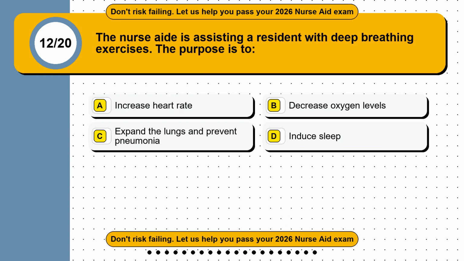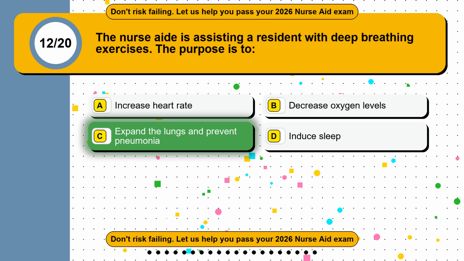Question 12. The nurse aide is assisting a resident with deep breathing exercises. The purpose is to: Option A. Increase heart rate. Option B. Decrease oxygen levels. Option C. Expand the lungs and prevent pneumonia. Option D. Induce sleep. The correct answer is option C. Expand the lungs and prevent pneumonia.